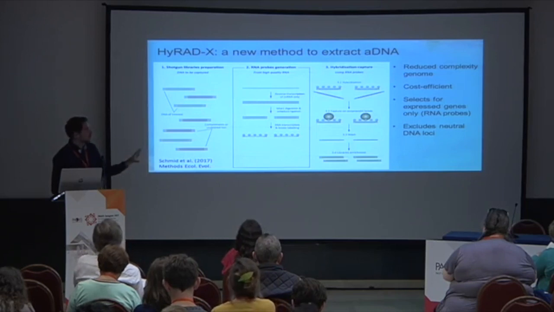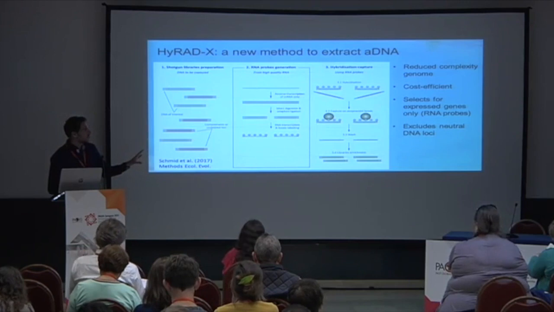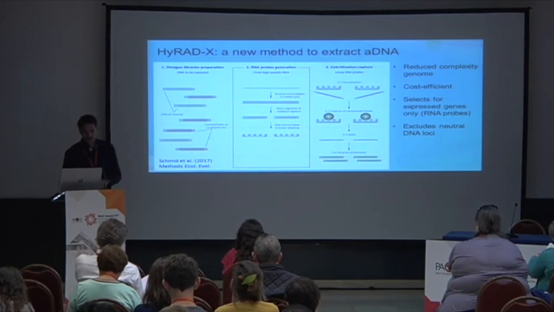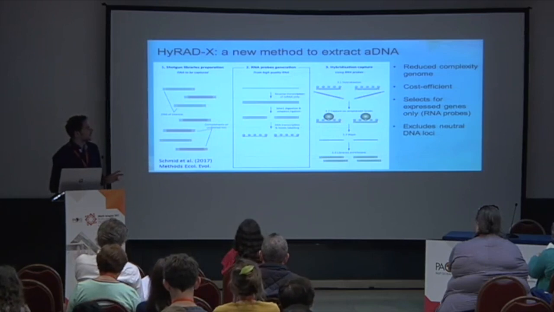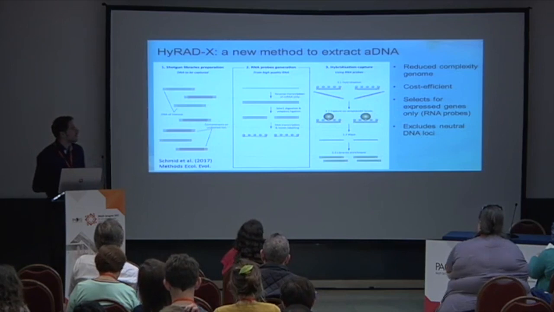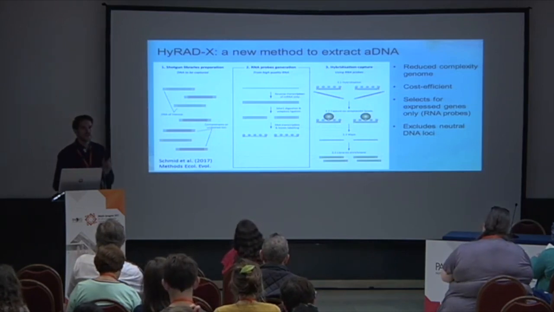And so if you have any questions about that, you can come to me afterwards. I'm not going to go into much detail. Or you can also ask Nadir about that. But the thing is, it's very cost efficient, and it also selects only for expressed genes. And it's not the entire genome, because we're only interested in single nucleotide polymorphisms of a reduced genome, because we don't want to have the entire picture.